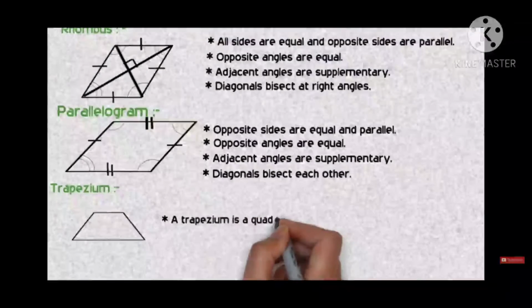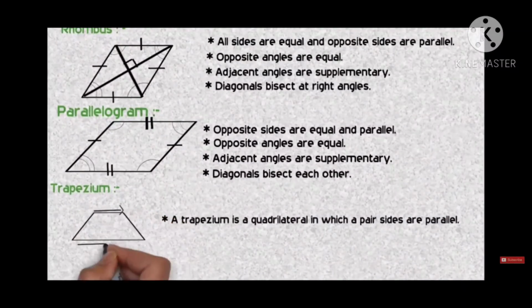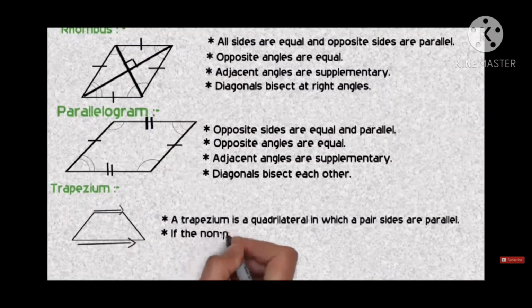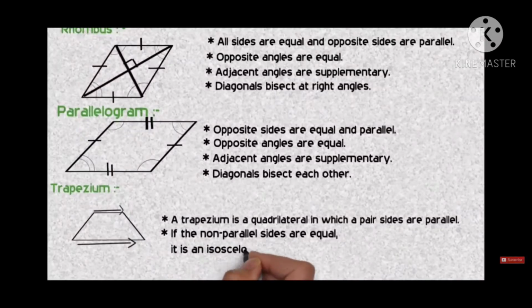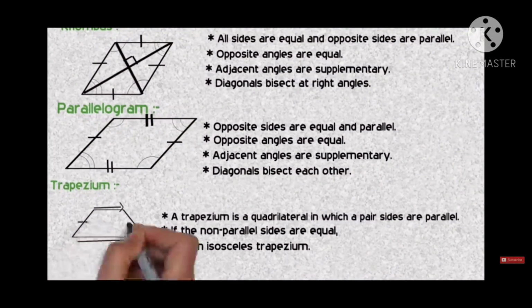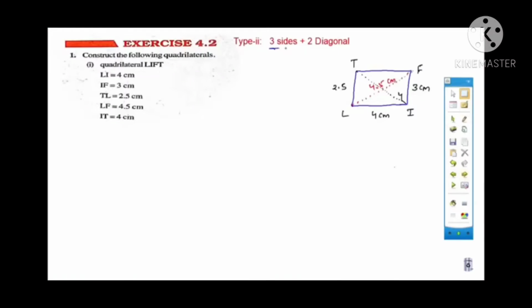Here also the diagonals bisect each other. Next one is trapezium. A trapezium is a quadrilateral in which a pair of sides are parallel. The other two sides are not parallel, which means they meet each other when we extend those two. If the non-parallel sides are equal, then it is called an isosceles trapezium.